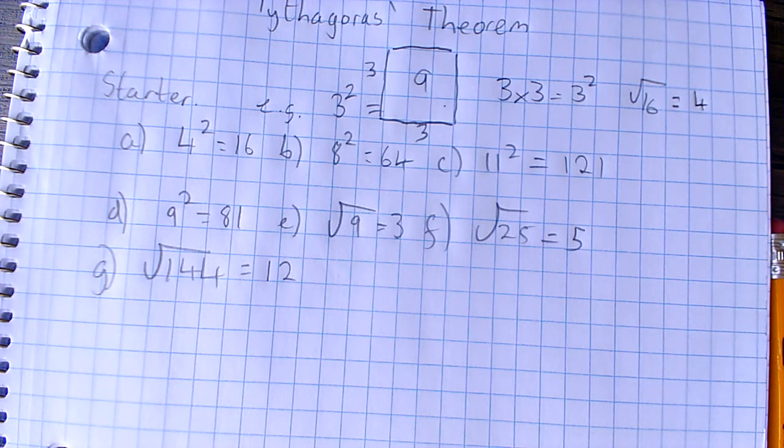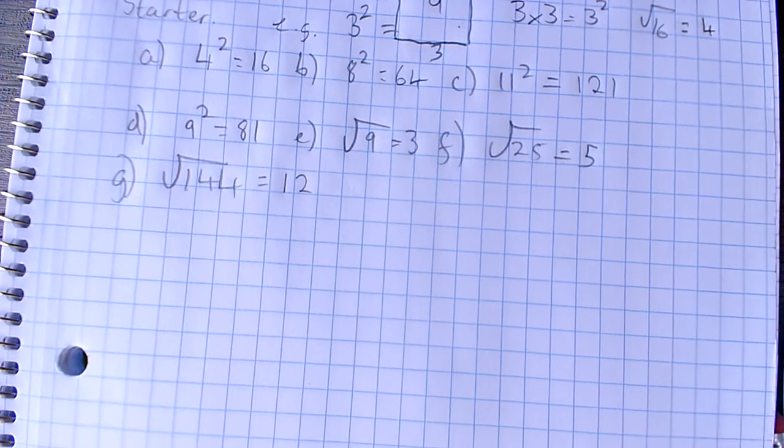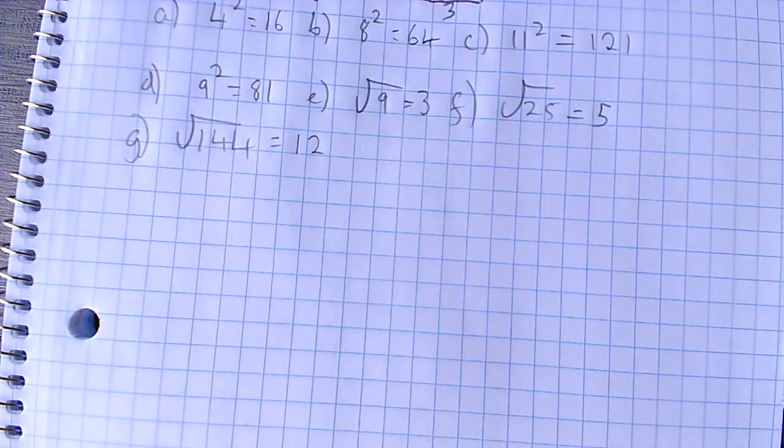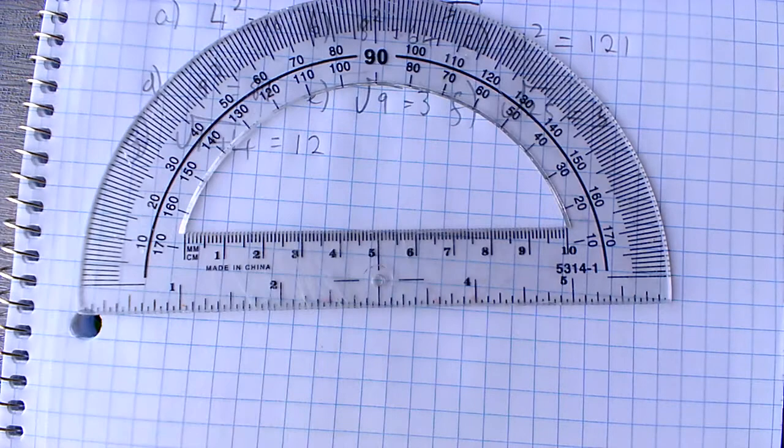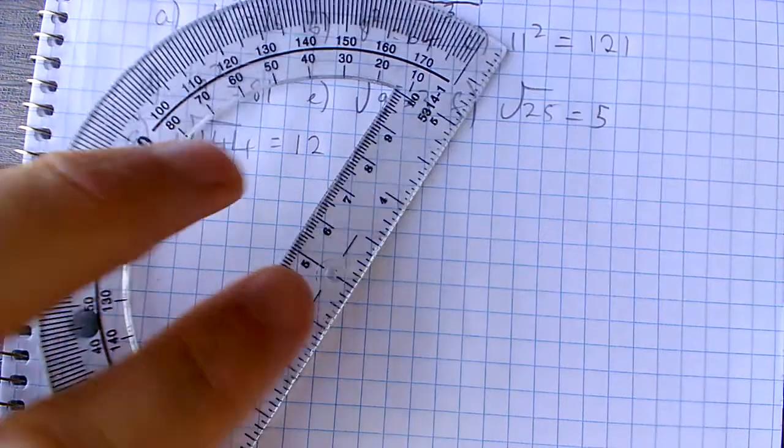Anyway, moving on to Pythagoras' theorem. What I would like you to do, hopefully you've got a ruler, is to draw a triangle. Pythagoras' theorem is all to do with right-angled triangles, and he was an ancient Greek bloke, so he lived a couple of thousand years ago, and he discovered something about triangles.